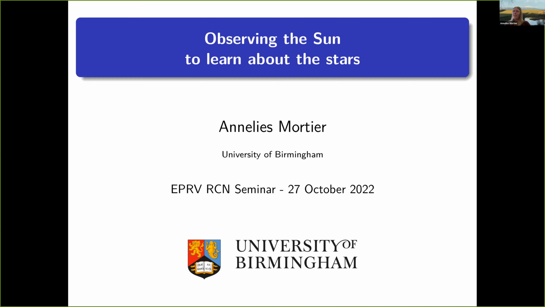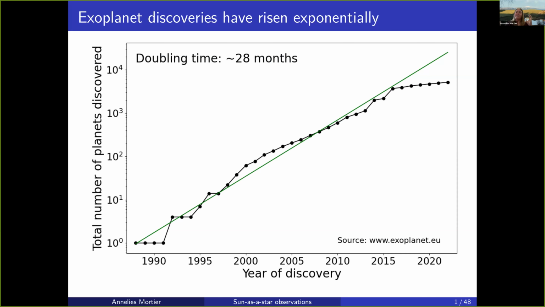Thanks, Johanna. So anyway, today I'm going to talk about how we observe the sun to learn about the stars in an EPRV context. This group really doesn't need to know why we're doing it and why stellar variability is an issue, but just very quickly, this is the total number of planets discovered cumulatively over the years, and as you can see, this is actually exponential growth because the y-axis is in log space. We surpassed about 5,000 exoplanets a couple of months ago, which is very impressive.